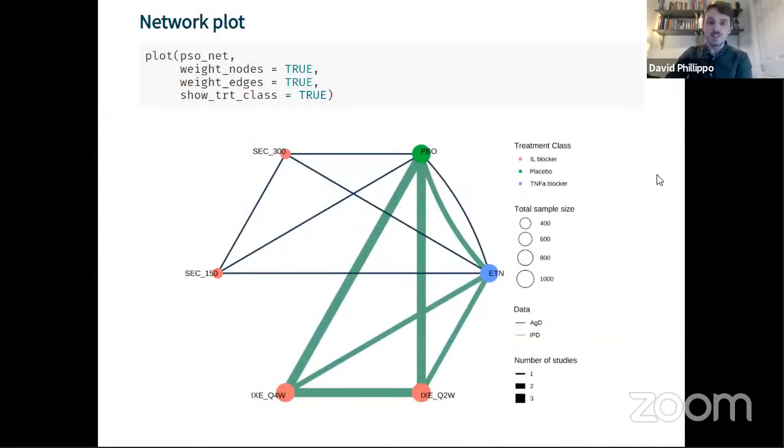We can plot the network using the plot method. Here I'm choosing to weight the nodes by the total sample size and the edges by the number of studies making each comparison. And I'm also showing the treatment classes by coloring the treatment nodes too.